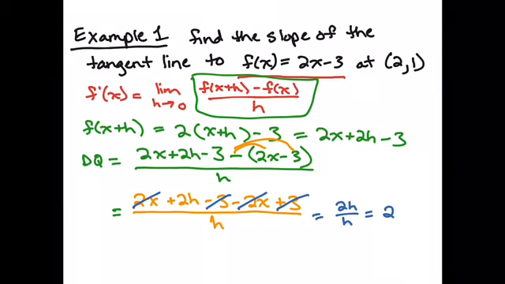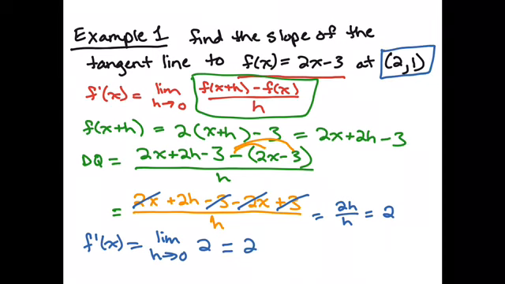And now to find the derivative, I still have not found it yet because I haven't taken a limit. The derivative is the limit as h approaches 0 of 2, which is 2. And it doesn't matter that I said to find the slope at that point 2, 1, because that's the slope anywhere because our original function was a line, correct? So for any point, I could have said that would be the slope of the tangent line.